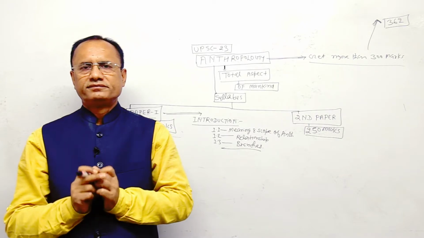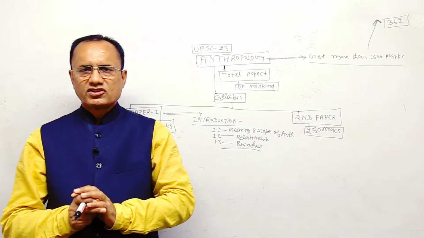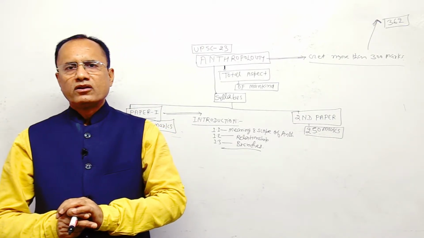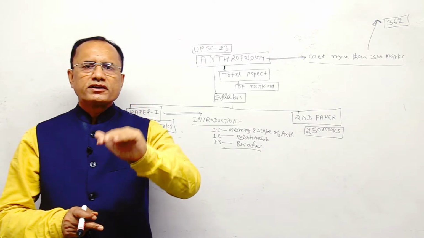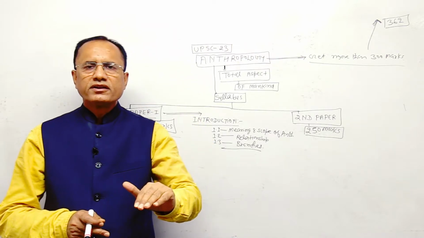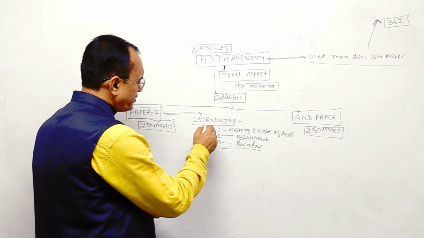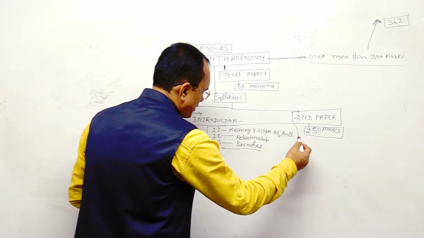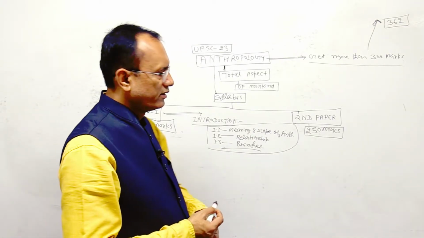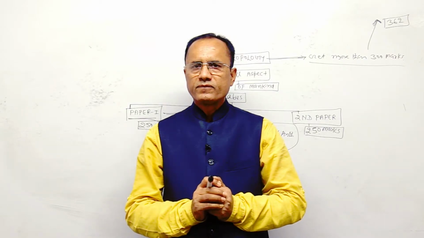This is wrong, because anthropology is a systematic science, an objective science, a holistic science. So whenever you try to study anthropology, you have to study this subject systematically, right? And the systematic study of anthropology starts from the meaning and scope of anthropology, relationship with other disciplines and branches, right?